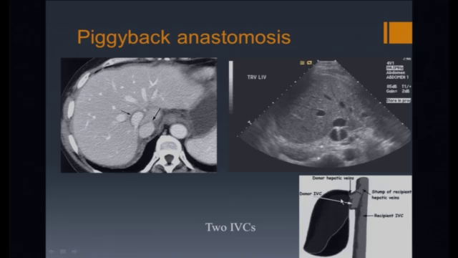When you have a piggyback anastomosis, you can get this image which we call the 2 IVC sign. This happens when you image in an axial plane that cuts across the donor IVC stump and the recipient IVC. So in that axial plane, as we can see on the CT image on the left, you see both the donor and the recipient IVC in a single plane, and this is the corresponding ultrasound image, and there are 2 IVCs visible, the donor and the recipient IVC. And this is a telltale sign that the patient has had a piggyback anastomosis.